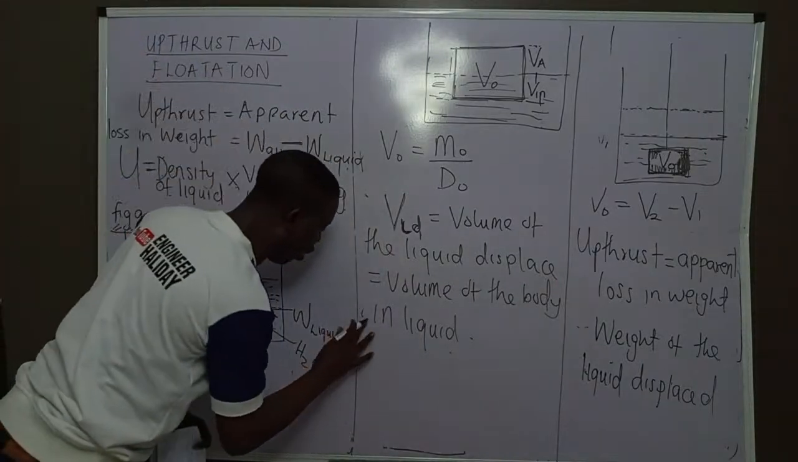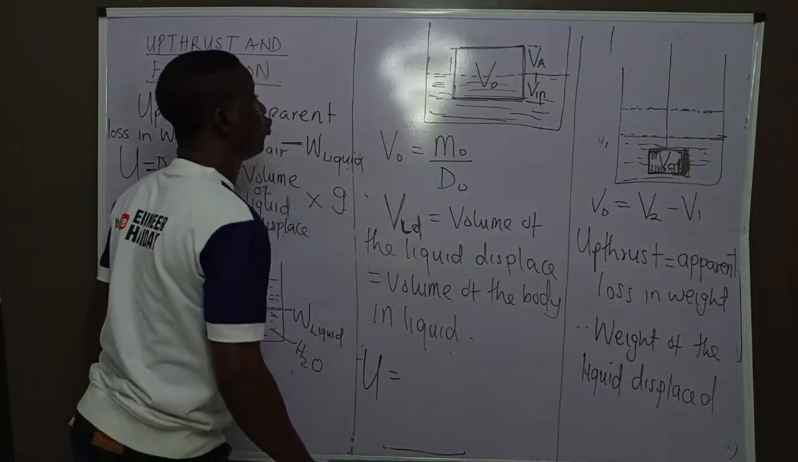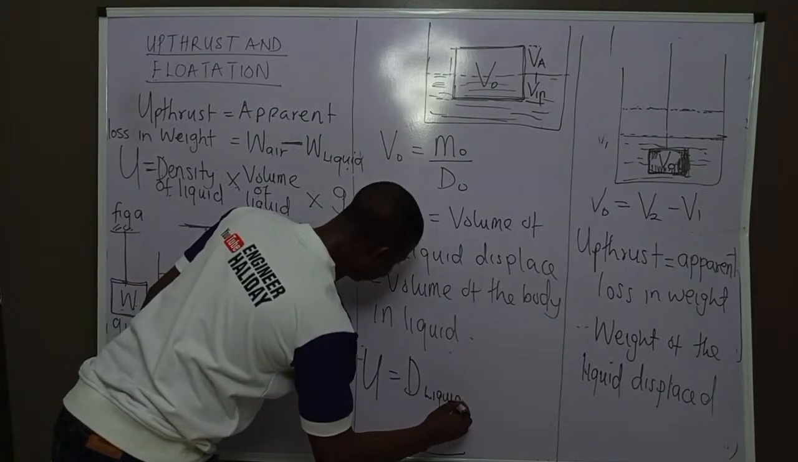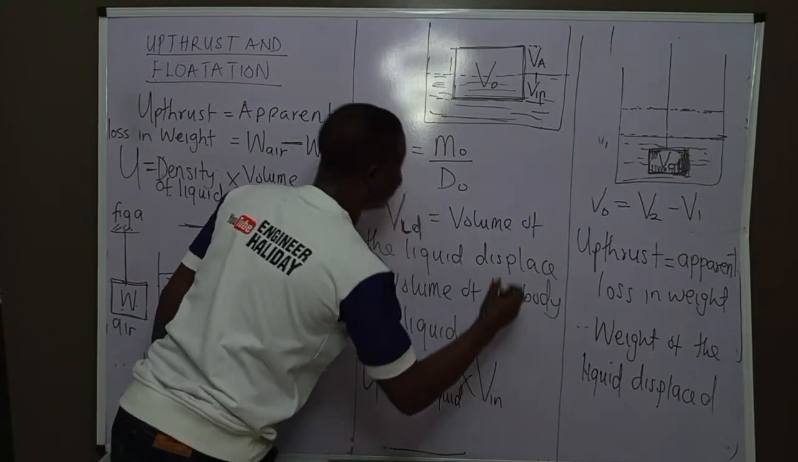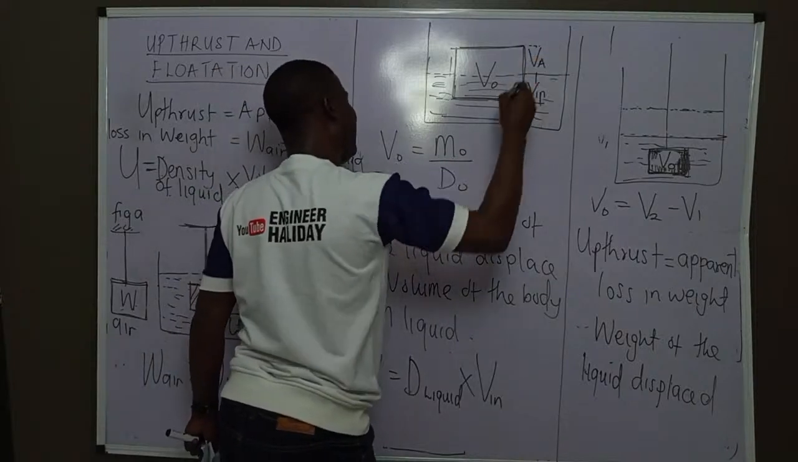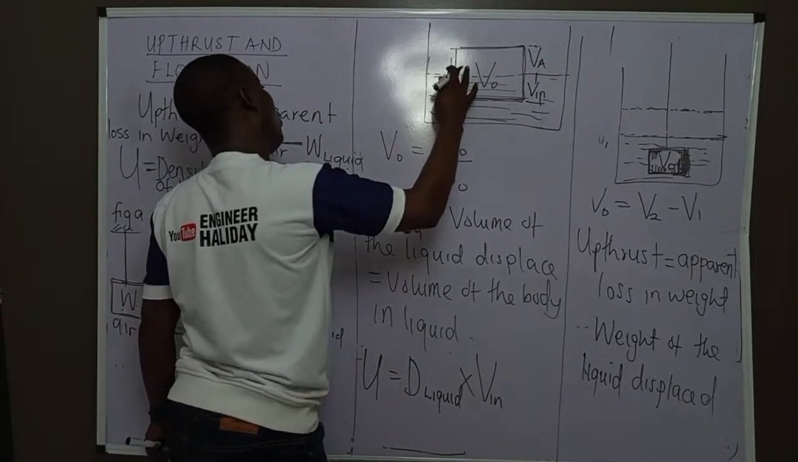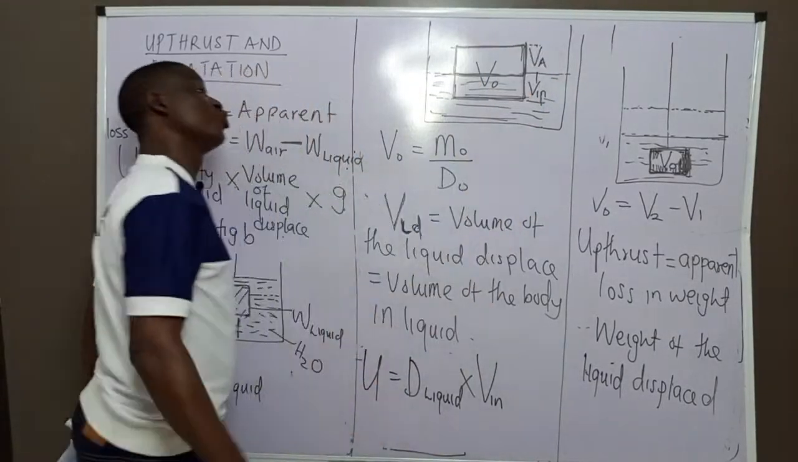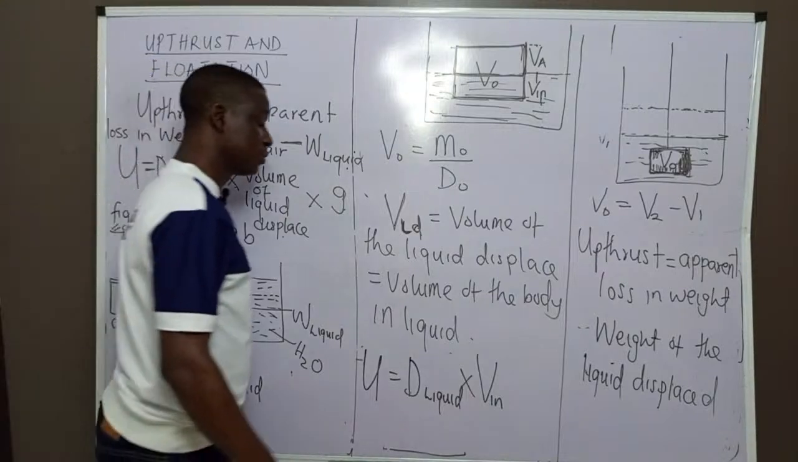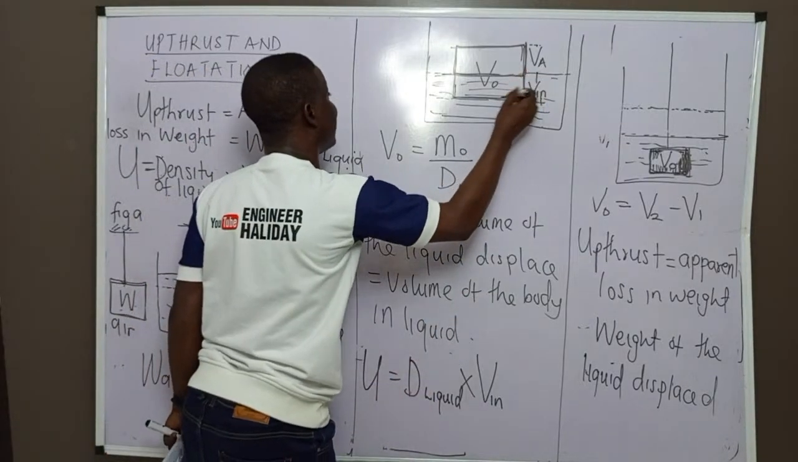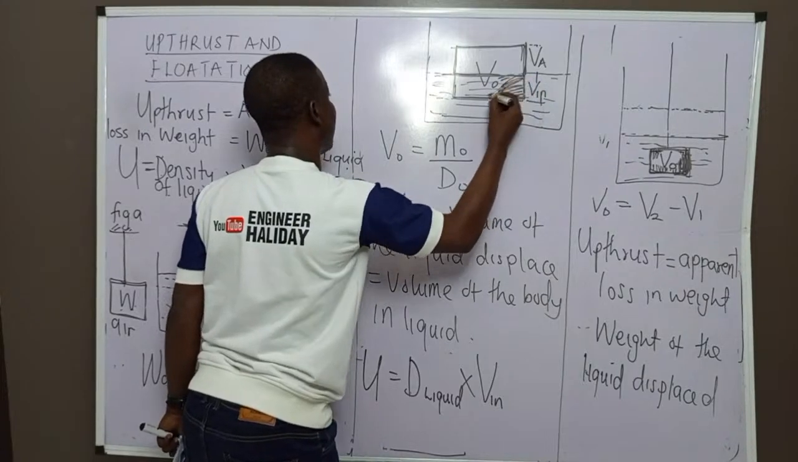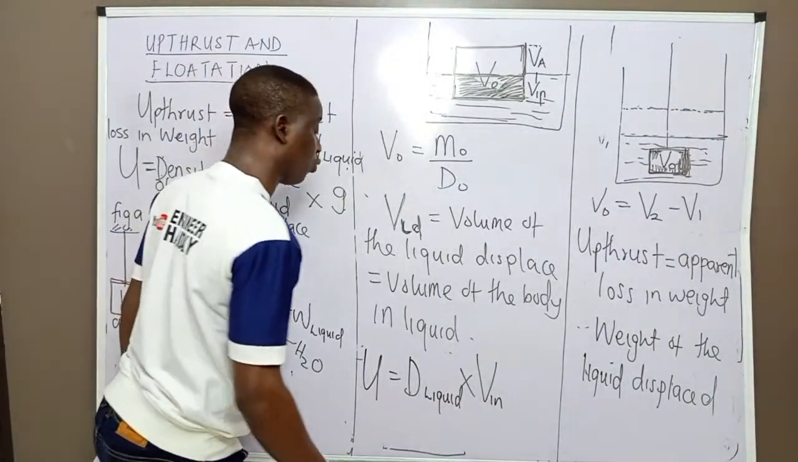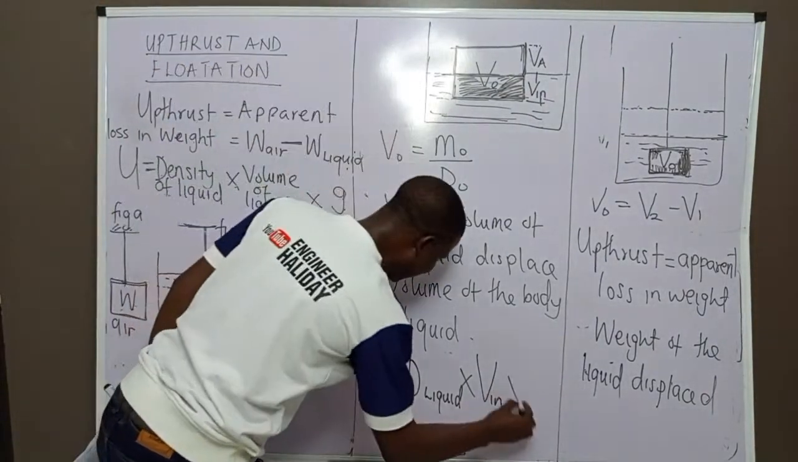So that is to say, upthrust will now be equal to the density of the liquid times V in. That's just the V in. VA is volume above the water. The part of the body that did not enter the water is this one. It is not the volume of the liquid displaced. The volume of the liquid displaced is the one I'm shading now. Look at the shaded portion. There are two parts of the body there. That shaded part is what we call the volume of the liquid displaced, times what?